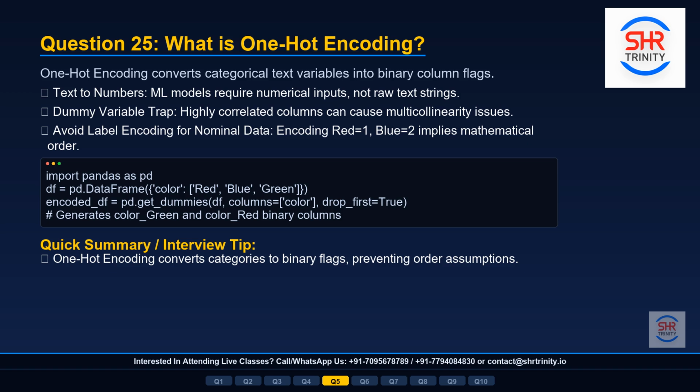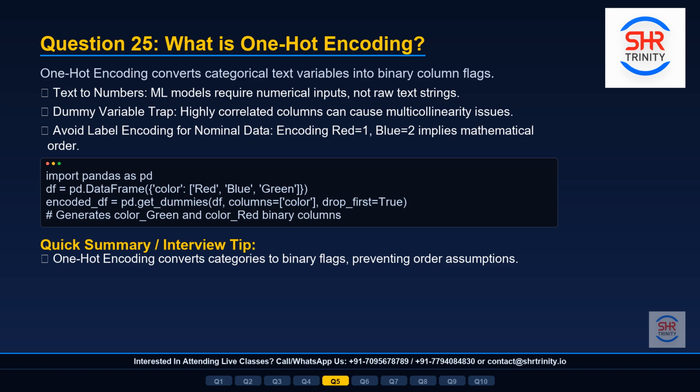This technique creates a new binary column for each unique category, representing the presence of that category with a 1 and absence with a 0. To avoid the dummy variable trap, where columns are perfectly correlated and cause multicollinearity, we drop one of the encoded columns.